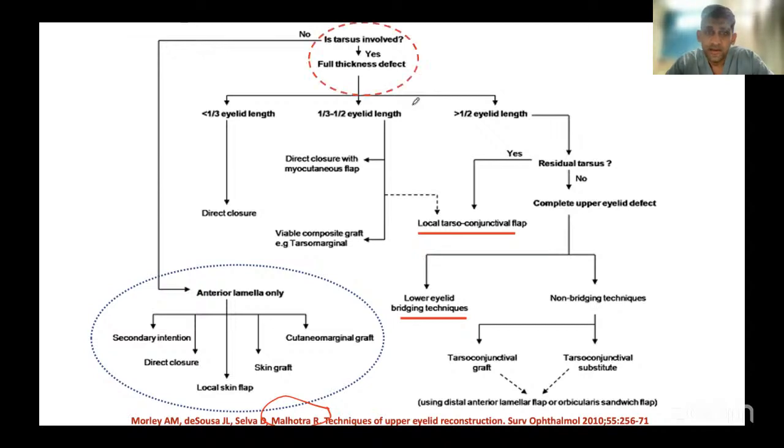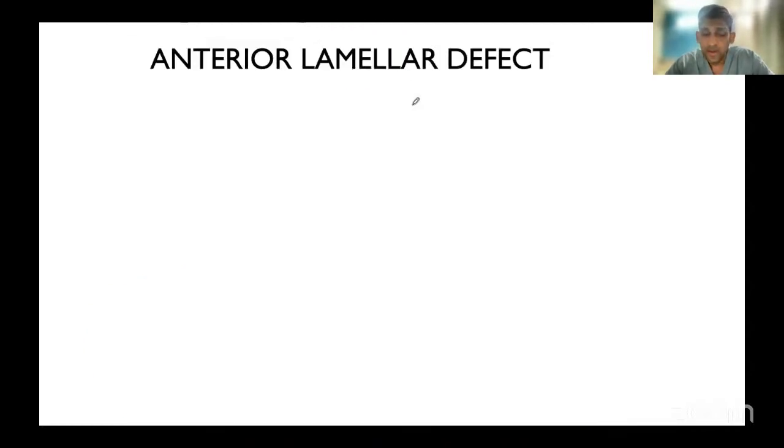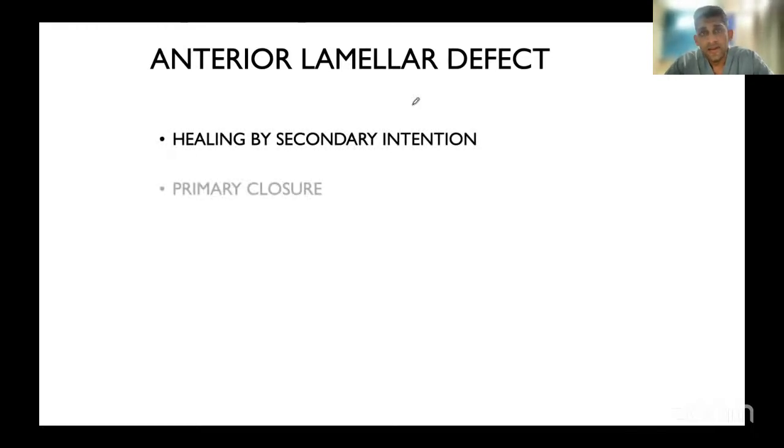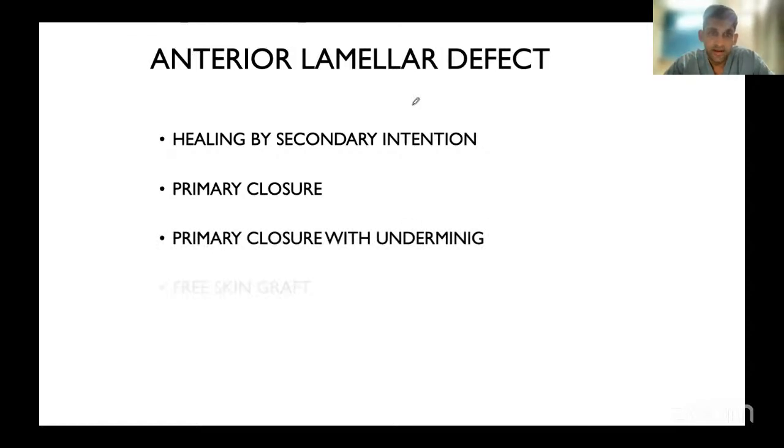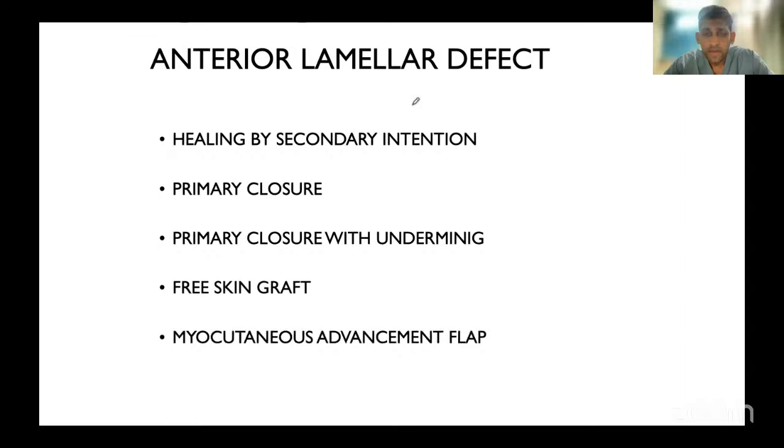How I'm going to proceed is show you how this chart is formulated. So now let's divide the eyelid reconstruction into two parts. First is an isolated anterior lamellar defect, that is a skin muscle defect, and then go on to full thickness defects. Now, an isolated anterior lamellar defect usually involves the skin and the orbicularis. It can heal by primary closure, secondary intention, skin graft, or a myocutaneous graft.